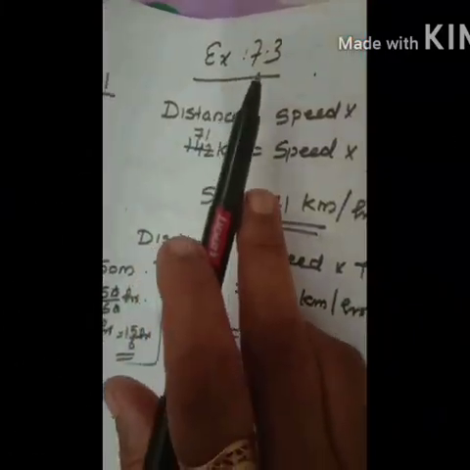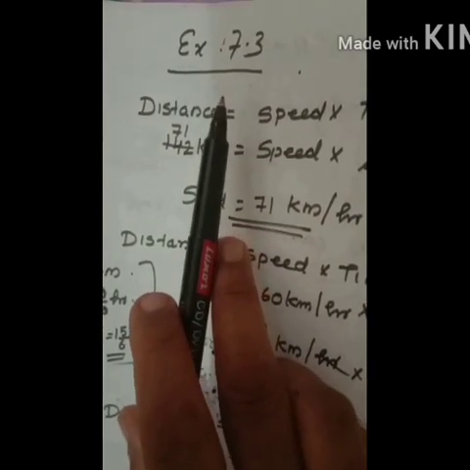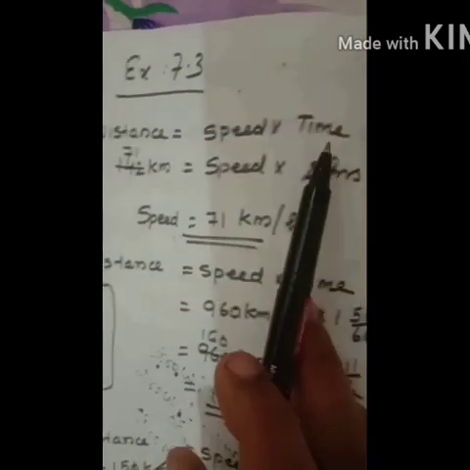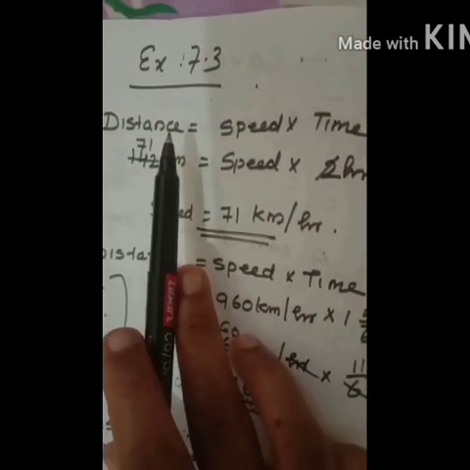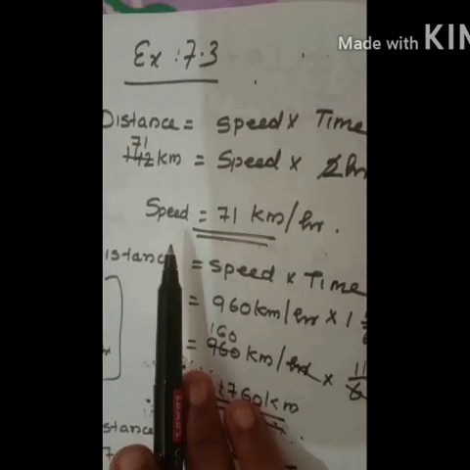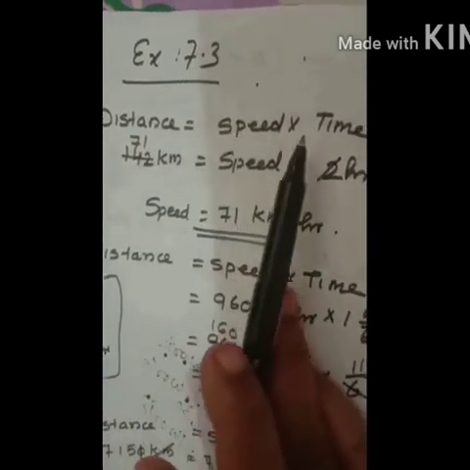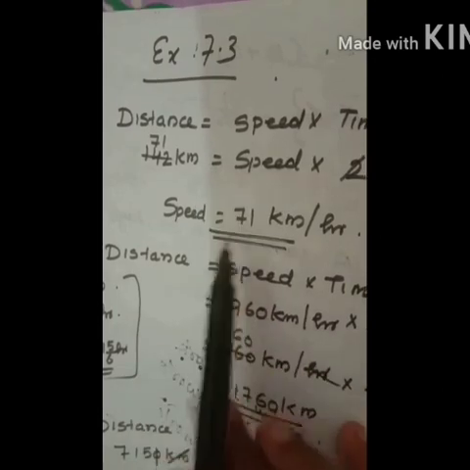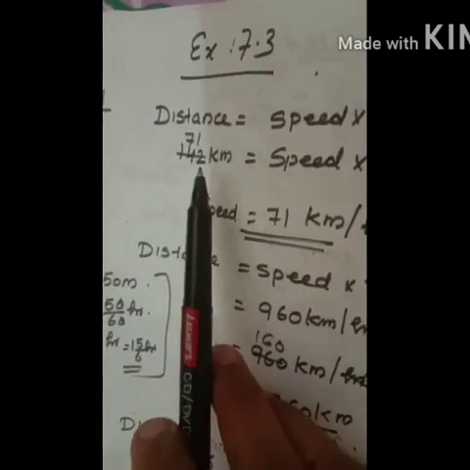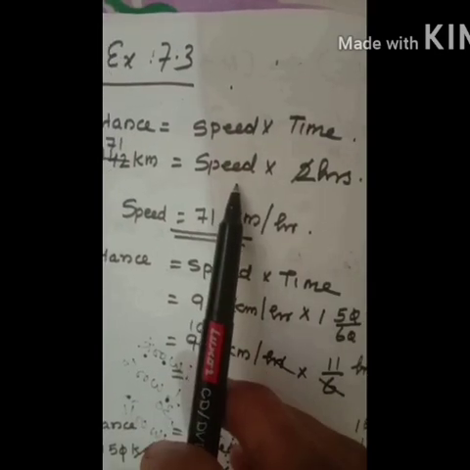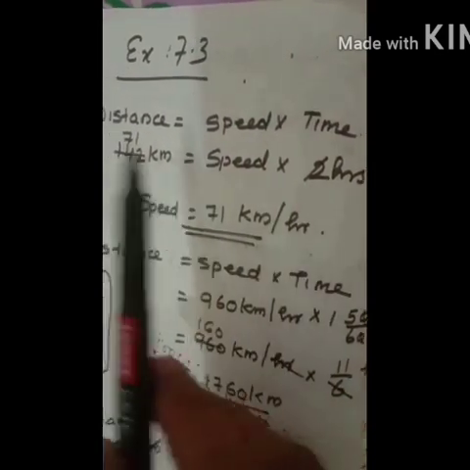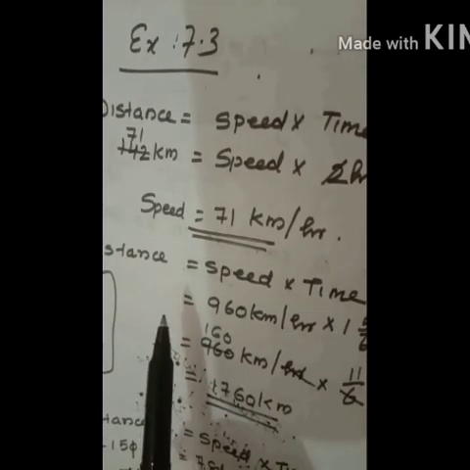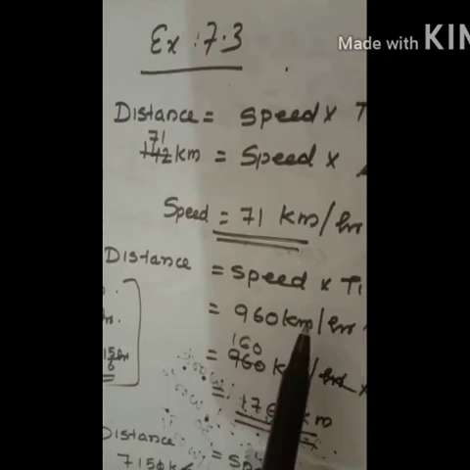Exercise 7.3. In this exercise, everybody is familiar with it. In physics you already studied distance equals speed into time. One formula: distance equals speed into time. So if distance is given, speed is given, and you want time, then you put it in this formula and you will get the answer. Here distance is given, 142 kilometers. Speed you have to find out. Time is 2 hours. Cut it. You will get speed equal to 71 kilometers per hour. Distance equals speed into time.